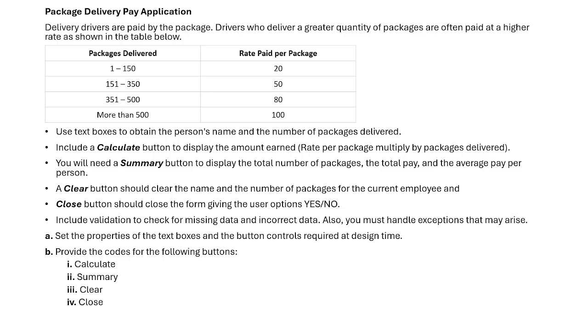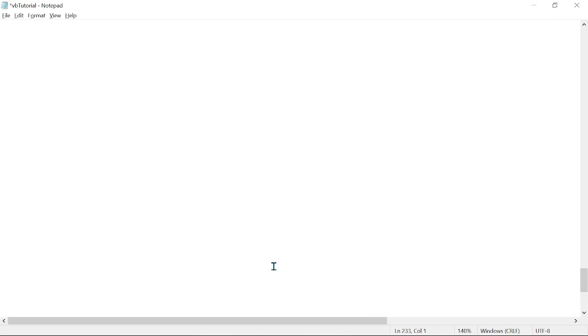Right, so we can now continue with the B section of our question. So we have the calculate, summary, clear, and close, right? Obviously we know the clear and the close are the easiest ones among what we have here. So we are going to do those first, and then we move on to calculate and then summary. So I have my notepad here. We are going to do the clear button first, which is going to clear our num pieces text box and then the name text box, right?